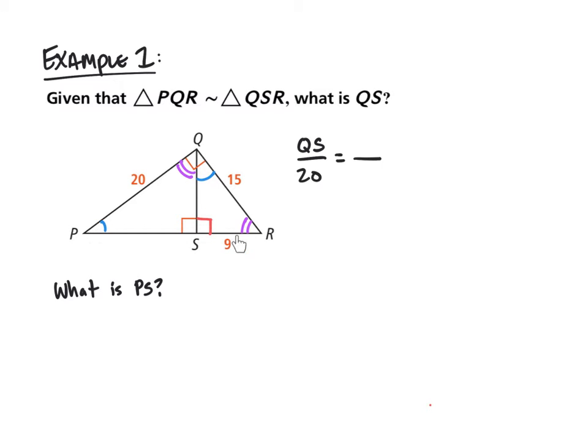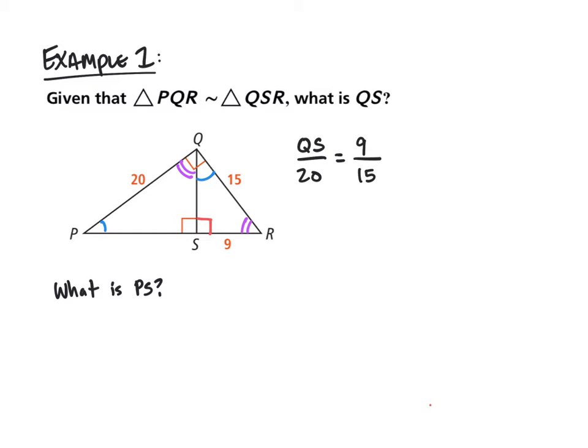I don't know how long PR is. So I don't want to go 15 over PR, because then I'd have another unknown. So instead of using the hypotenuse, I'm going to use this side, which is the side across from the blue angle that's 9 units long. I'll put that right there. And then the bottom number in this ratio is going to be the side that's across from the blue angle in triangle PQR, which I can see if I go across from that, I'm going to have 15. So I'll have 15 down there.